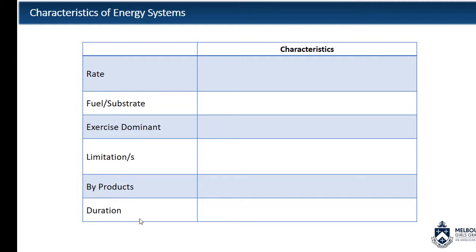So the checkpoints that you should know after this: you should know the characteristics, you should know the conditions under which each energy system is the dominant energy system, and why it's the dominant energy system.